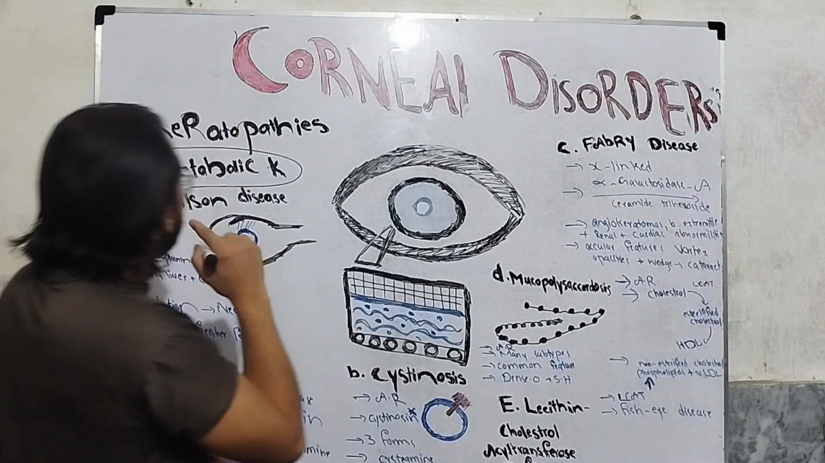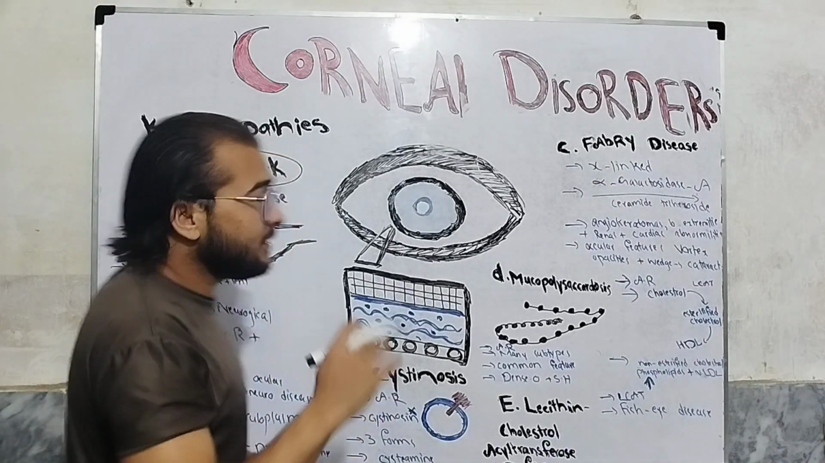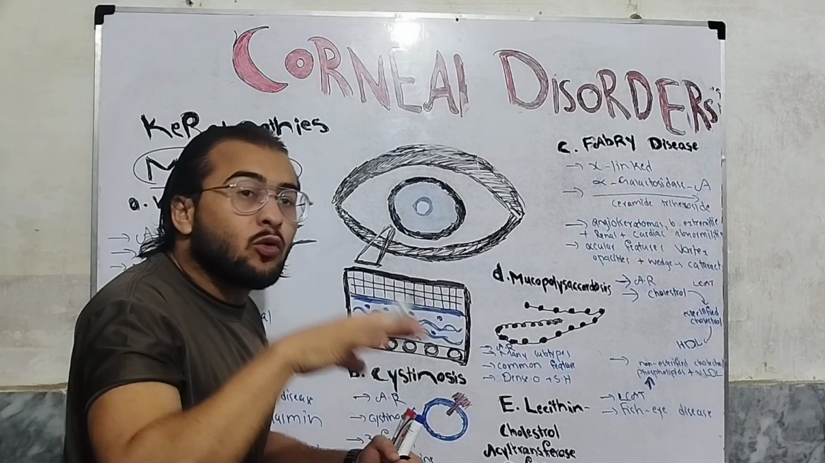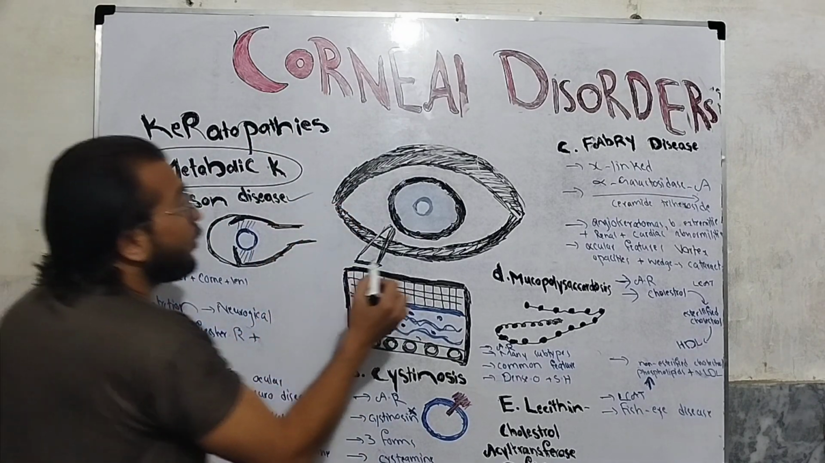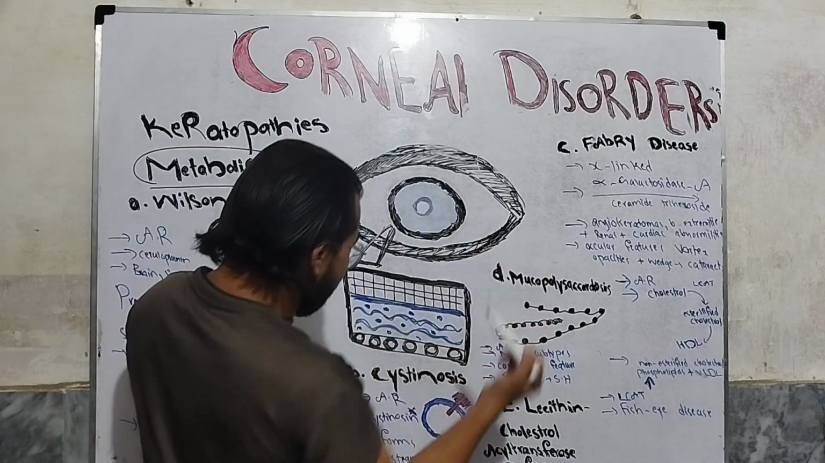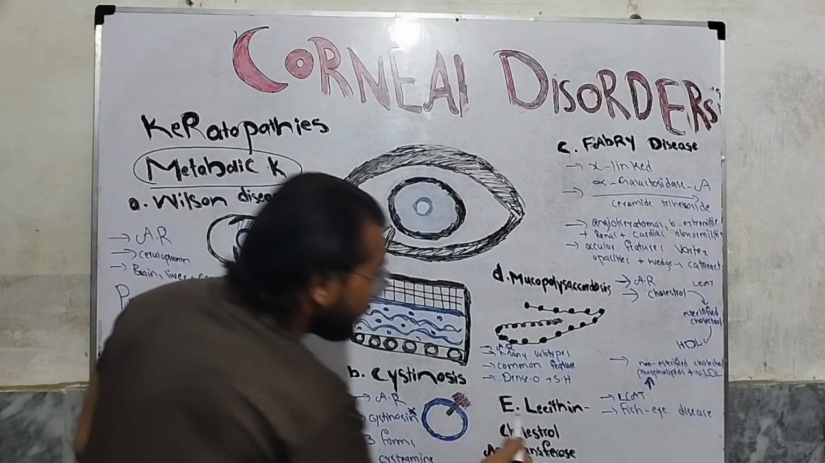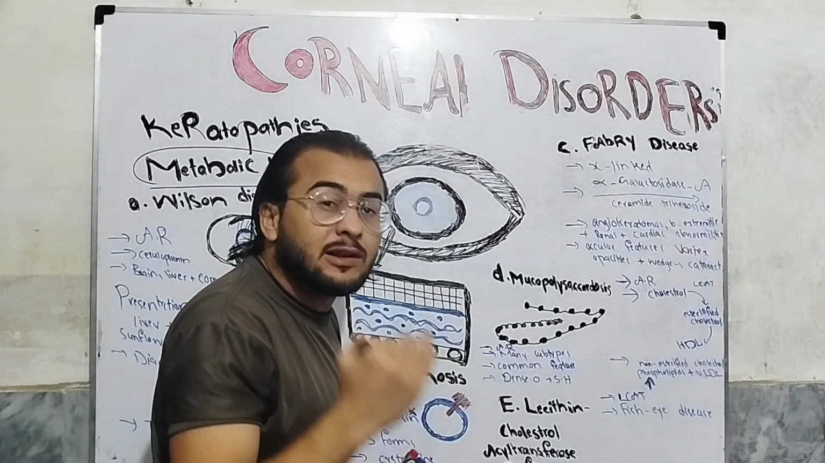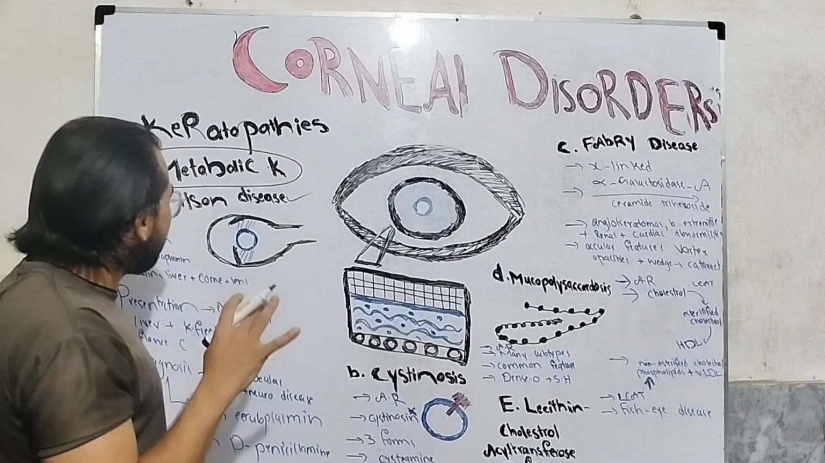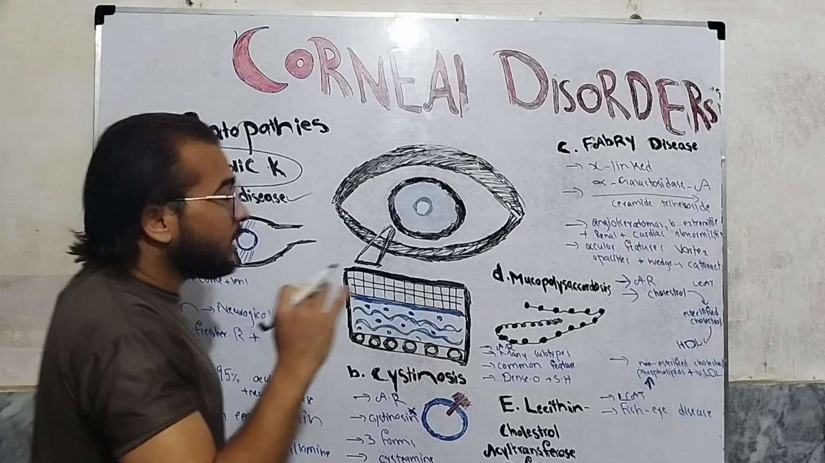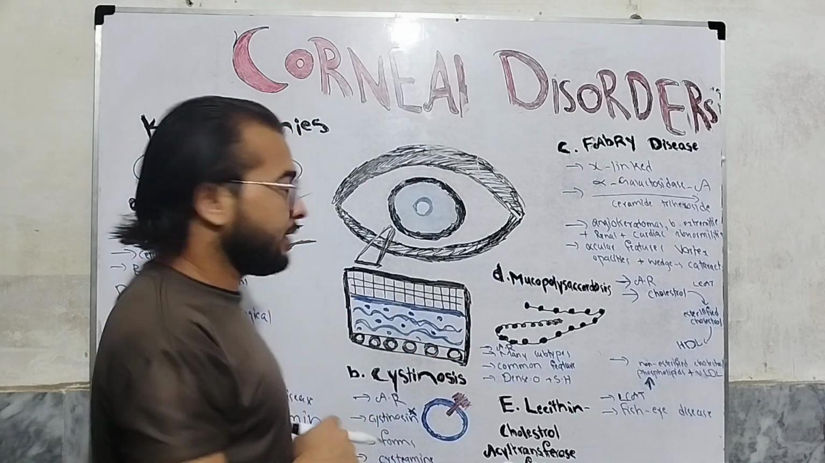So we have many types of keratopathies, but we will discuss only the important types. We have Wilson disease, cystinosis, Fabry disease, mucopolysaccharidoses, and the last one is the lecithin-cholesterol acyltransferase deficiency. So we will discuss each of them with their pathology, clinical features, diagnosis, and treatment.